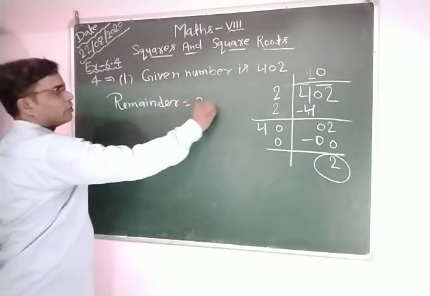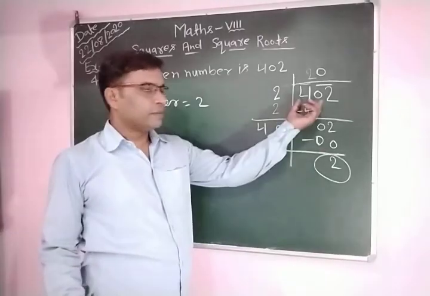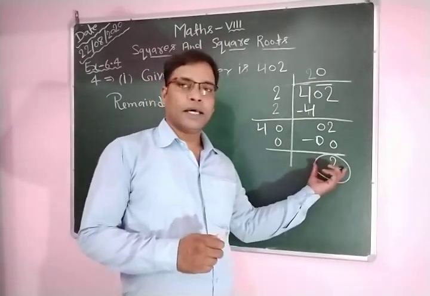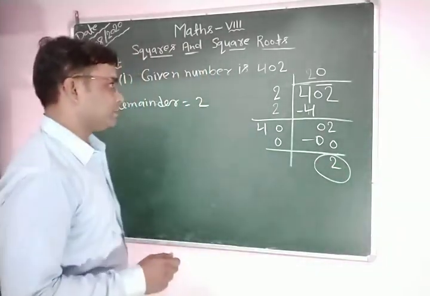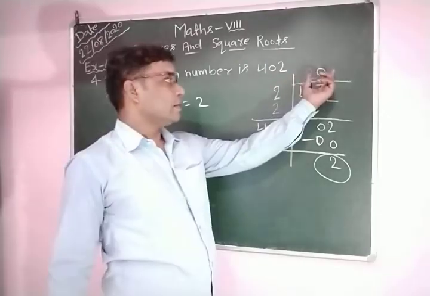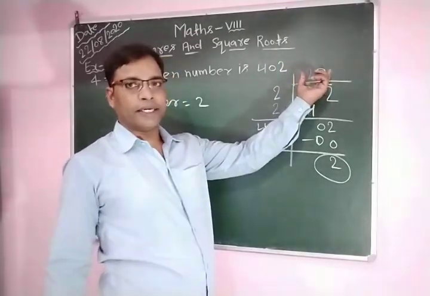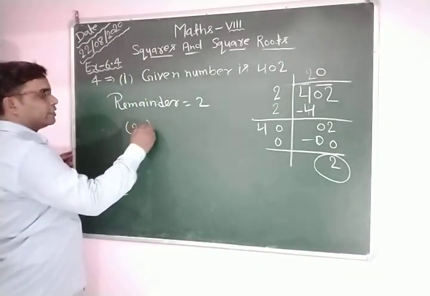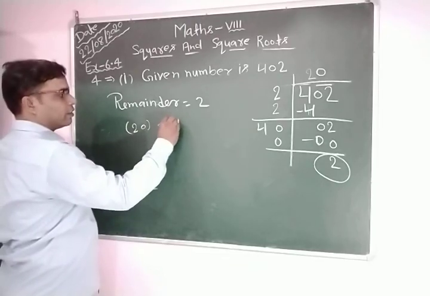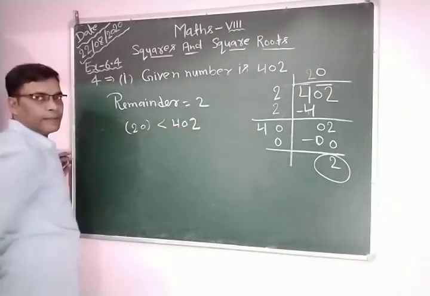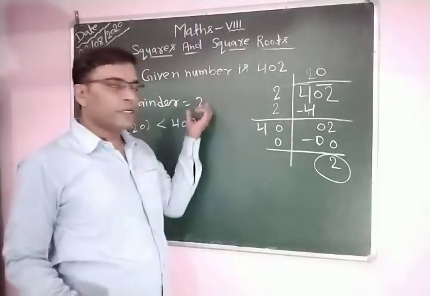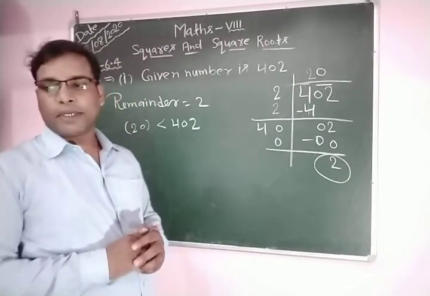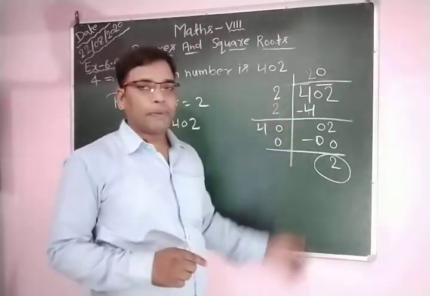The remainder is equal to 2. If we subtract 2 from the number 402, then we obtain a perfect square number, because this is the remainder. Here you find the square root is near about 20, which means the square of 20 is less than 402. So what is our required number? Our required number is 2. If we subtract 2 from 402, then we obtain a perfect square number.